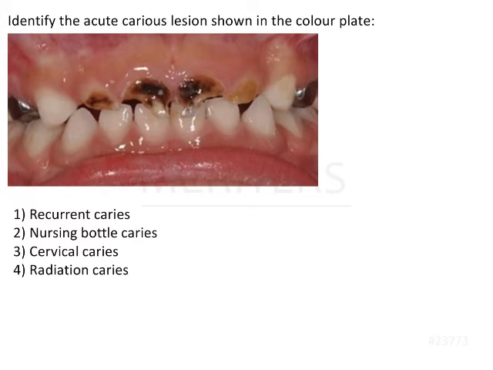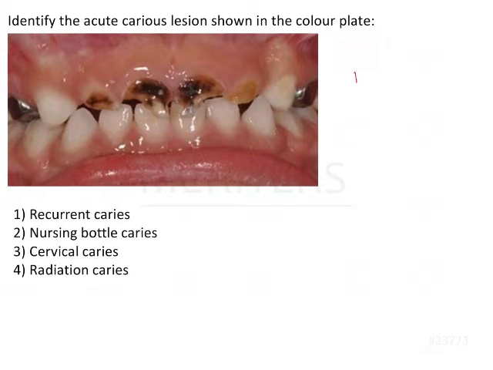Identify the acute carious lesion shown in the color plate. So here we have been asked to identify the grossly carious teeth that are seen in this image, whether they are recurrent caries, nursing bottle caries, cervical caries, or radiation caries.